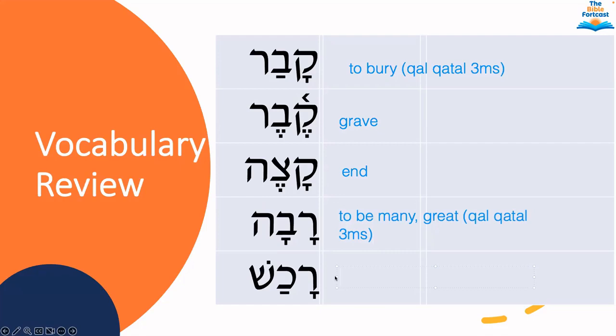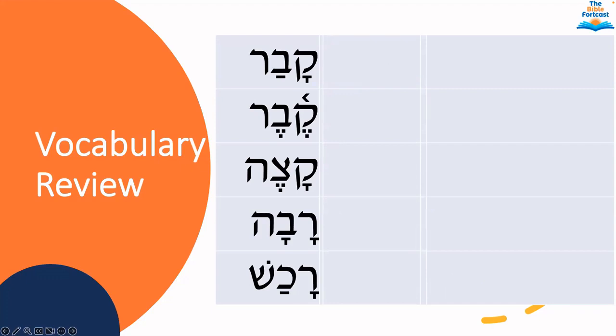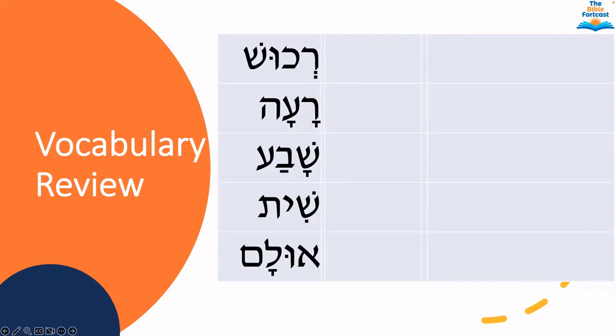Rahash. Yep. I don't remember what that means. That means to acquire, which is also a Qal Qatal third masculine singular verb. We see that from the vowels right here. Rahash. He acquired. Yep. All righty, Robin.